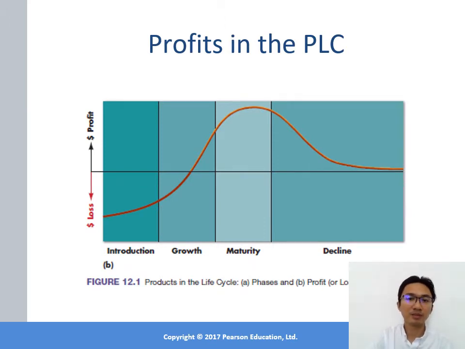You can see this is the profit in the PLC. During introduction, we are making a loss, but during growth, we will start to make profit. Maturity is where we make most of the profit, and then you can see profit decline or stagnate.